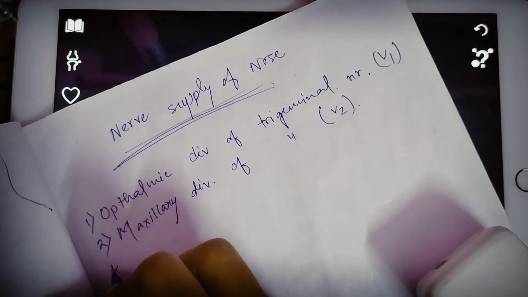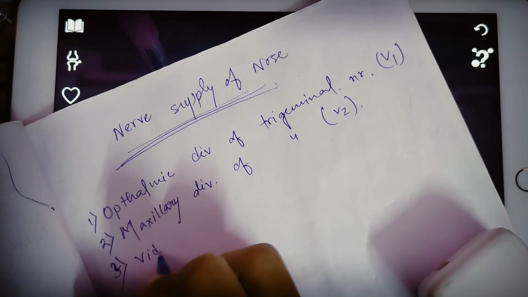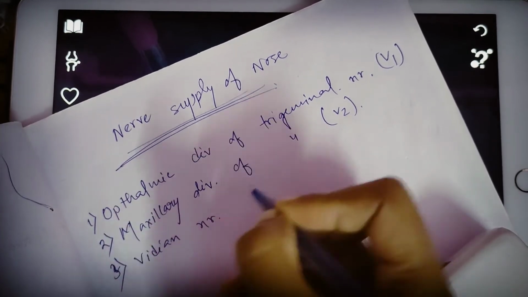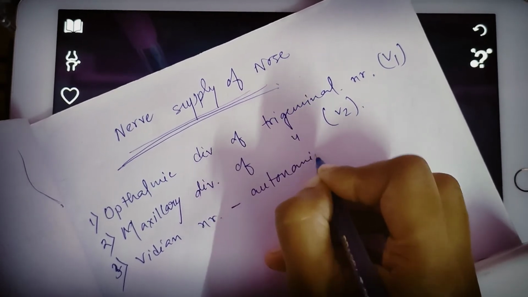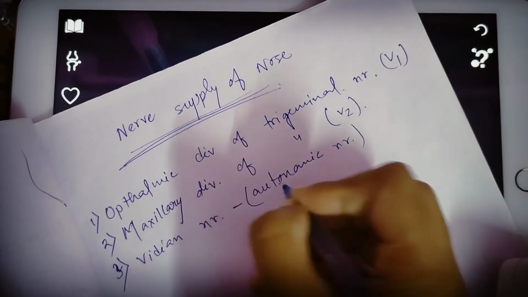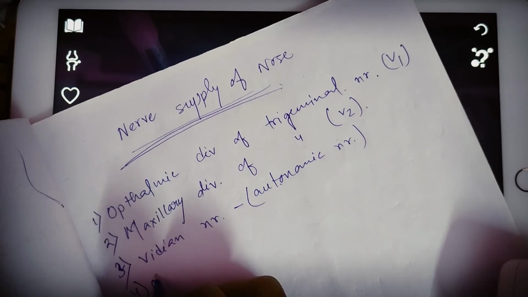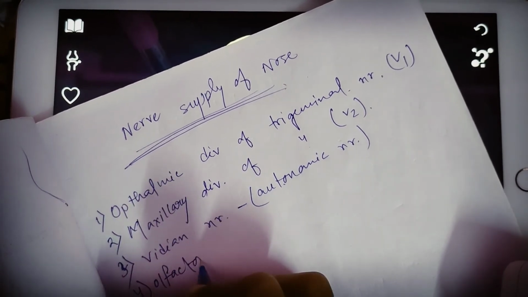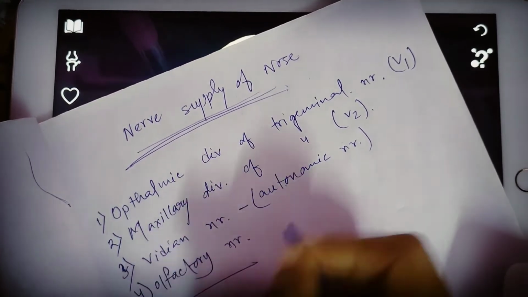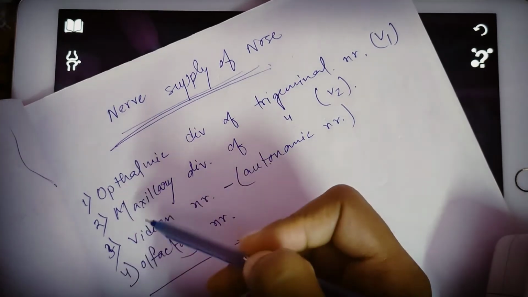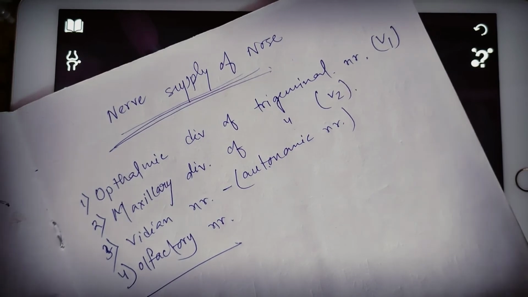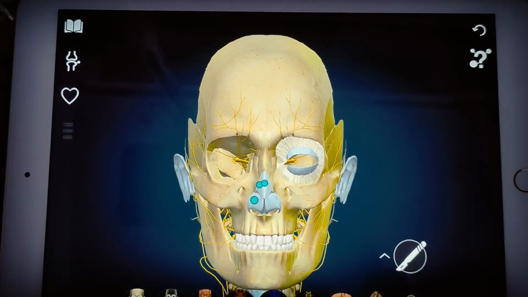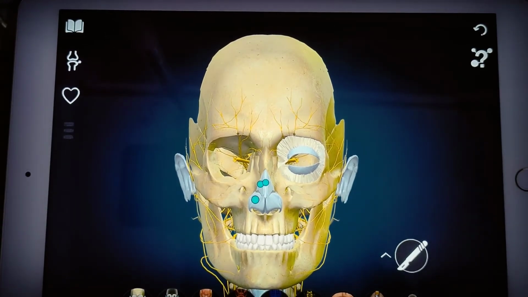Now third is the median nerve. This is the autonomic nerve supply of the nose. And then the fourth one is the olfactory nerve. I'll be discussing one by one the courses of these nerves. First we're going to the ophthalmic division of the trigeminal nerve.